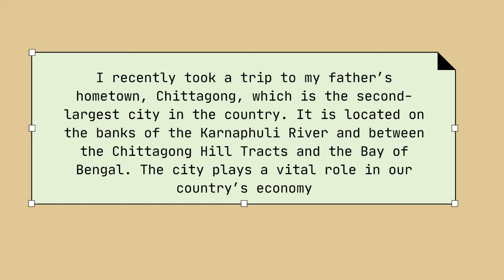I recently took a trip to my father's hometown, Chittagong, which is the second largest city in my country. It is located on the banks of the Karnaphuli River and between the Chittagong Hill Tracts and the Bay of Bengal. The city plays a vital role in our country's economy. That's it. I just started speaking with the help of keywords. I then described a little bit using some complex and compound sentences. It creates a good impression if you start like this.